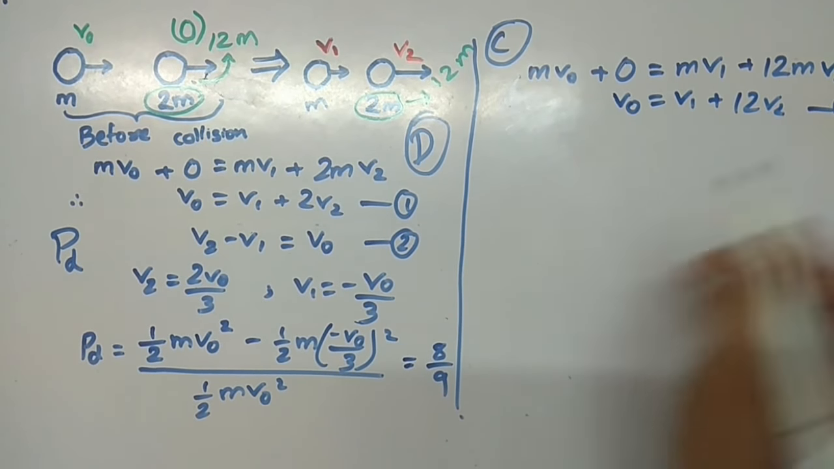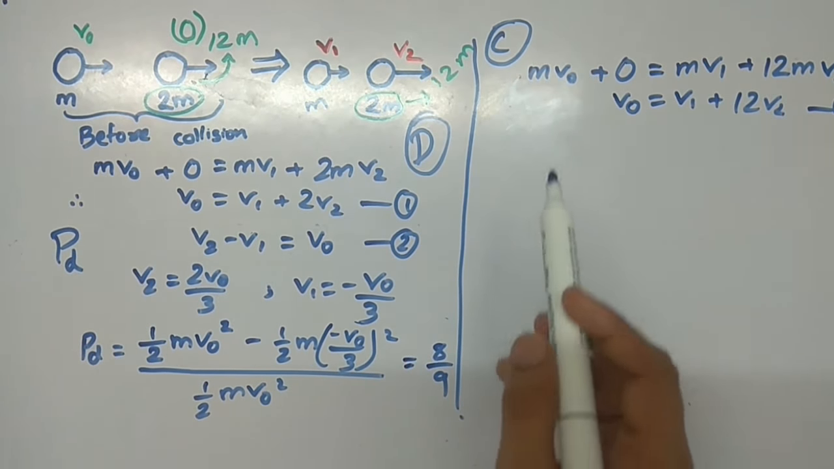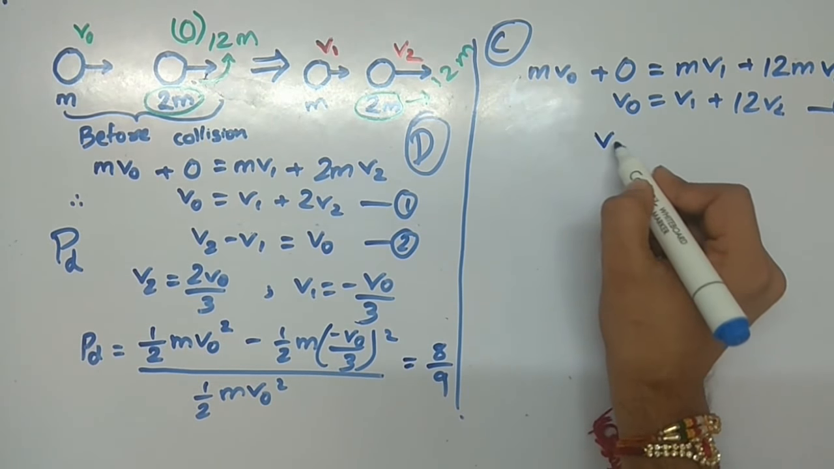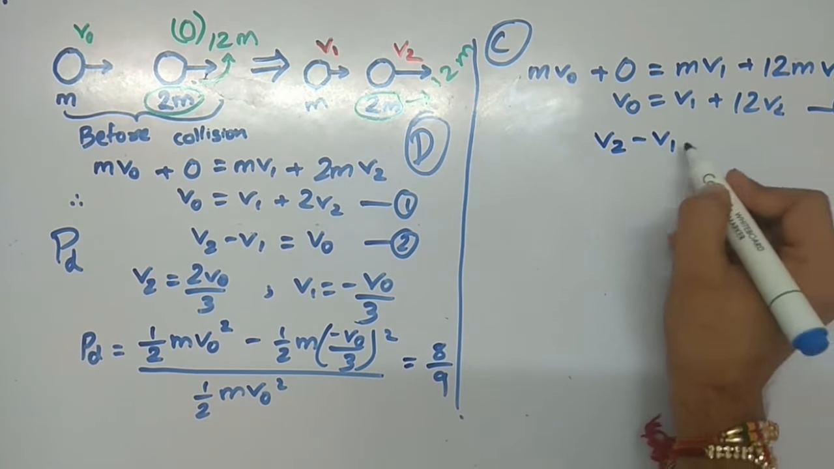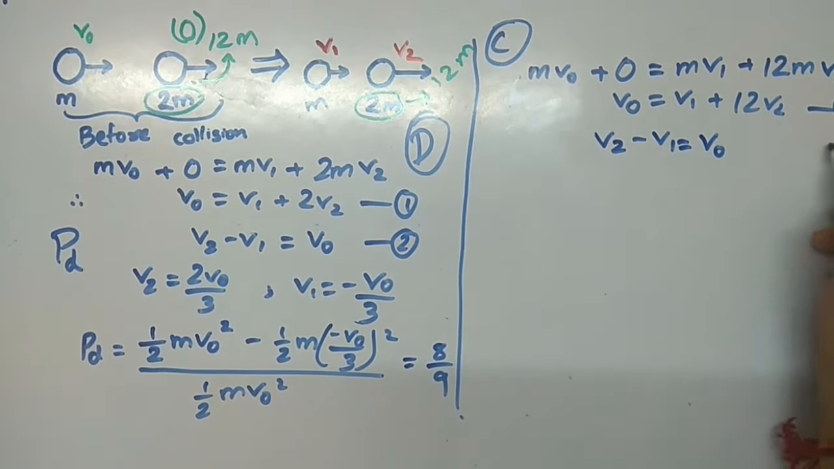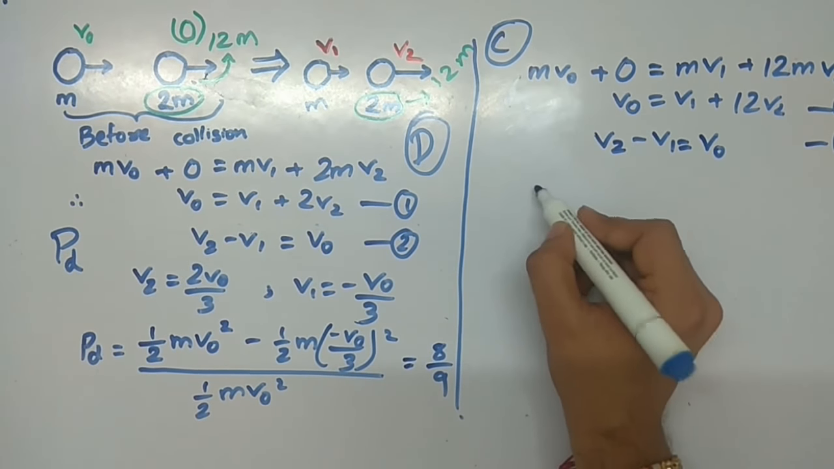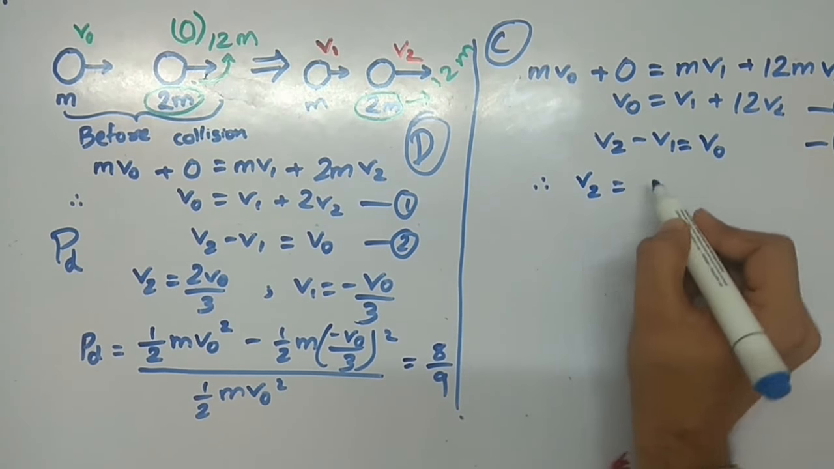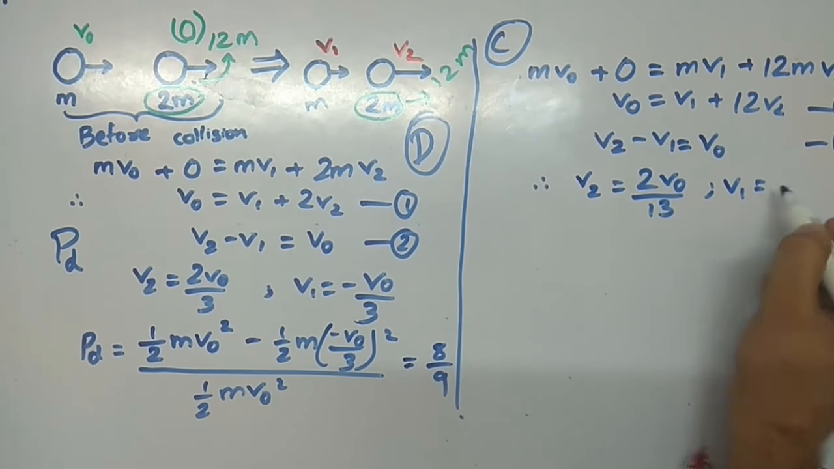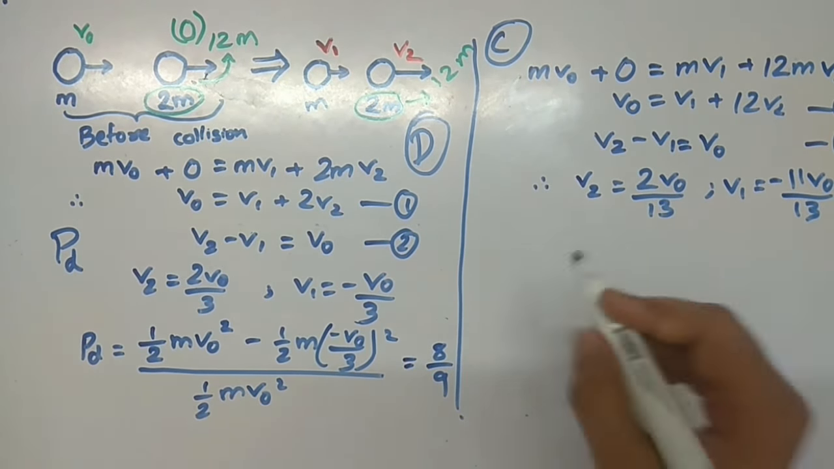Let this be equation number 3. Again, since the collision is elastic, the velocity of separation, v2 minus v1, is equal to the velocity of approach, v0 minus 0. We have already explained this. Equation number 4. Solve both of these simultaneously. So therefore we will get v2 as 2v0 by 13 and v1 as minus 11 v0 by 13.